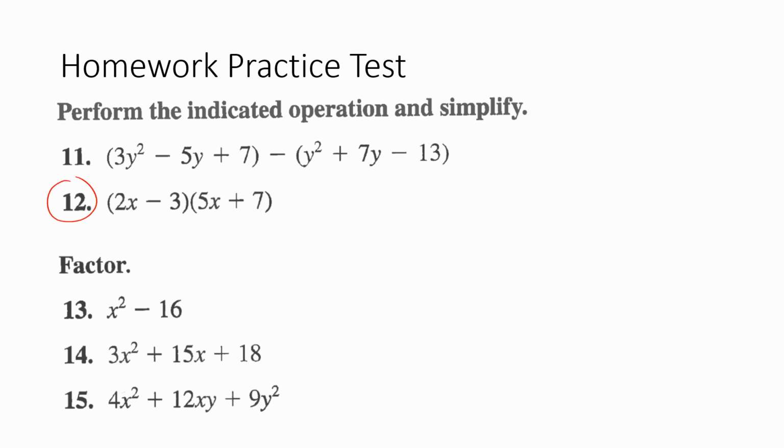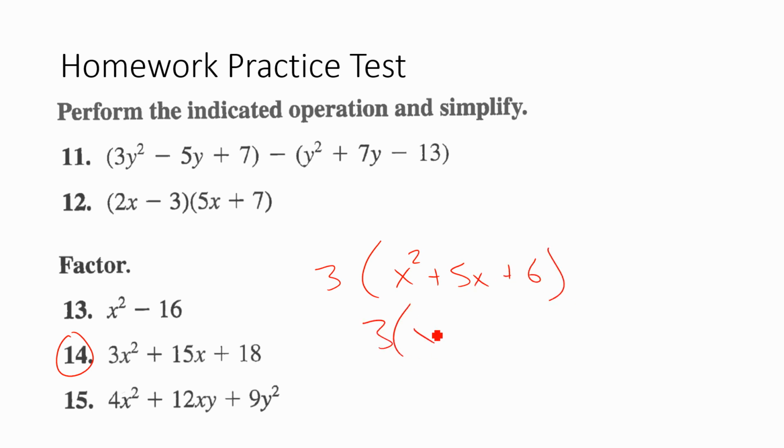For 12, let's FOIL. First, x squared outside, inside, minus 15x, last, negative 21. 10x squared minus x minus 21. On 13, these are perfect squares. x minus 4, x plus 4. 14, a 3 comes out first. We're left with x squared plus 5x plus 6. And this factors to x plus 2 and x plus 3.